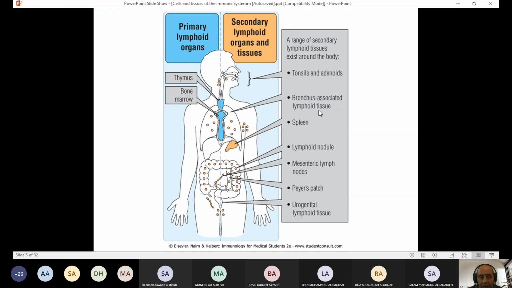مثلاً bronchus associated lymphoid tissue, spleen, حكينا و lymphoid nodule, mesenteric lymph nodes, Peyer's patches in the gastrointestinal tract, and at the urogenital lymphoid tissue.